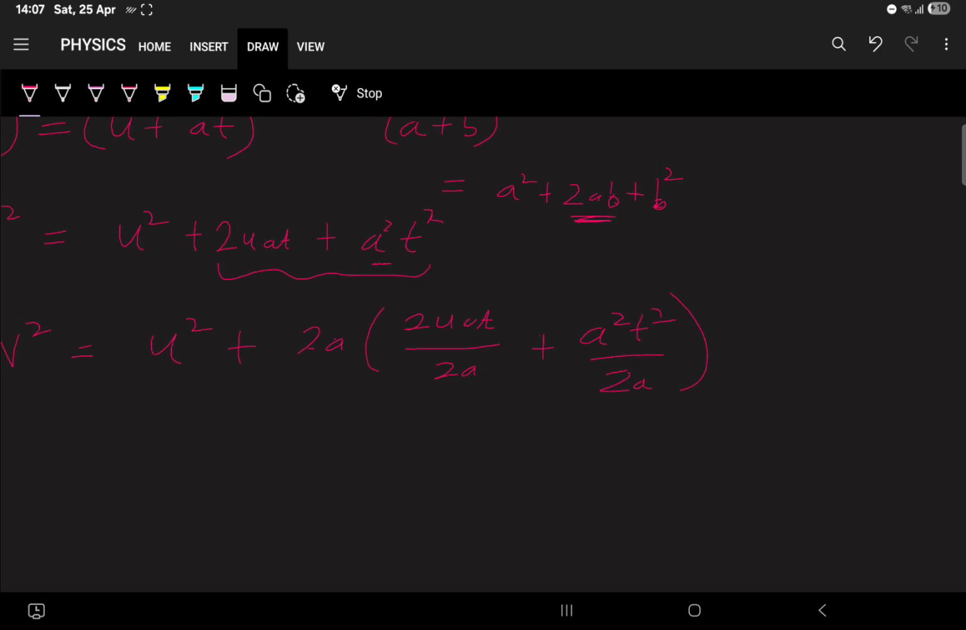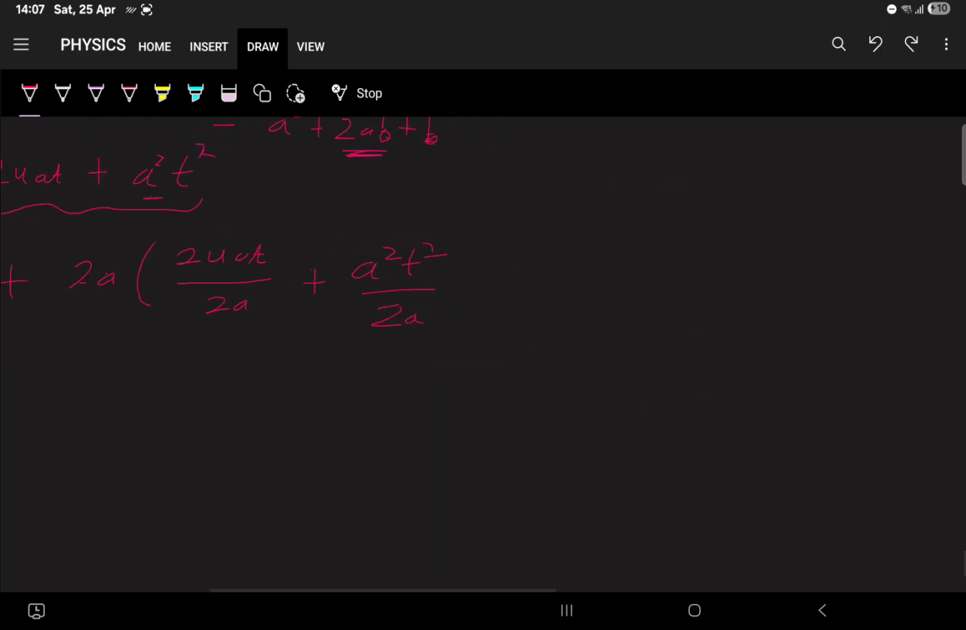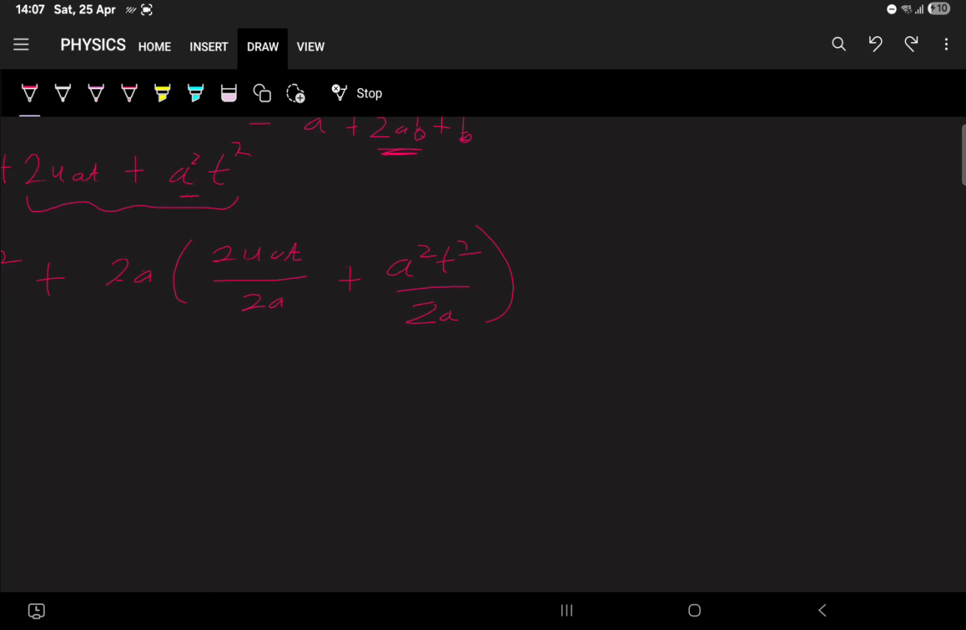Now nothing is changed in this equation. When we distribute 2a here, we're going to have 2uat. Also when we distribute 2a here, we're going to have a squared t squared. So we just transformed it, but it's the same equation.